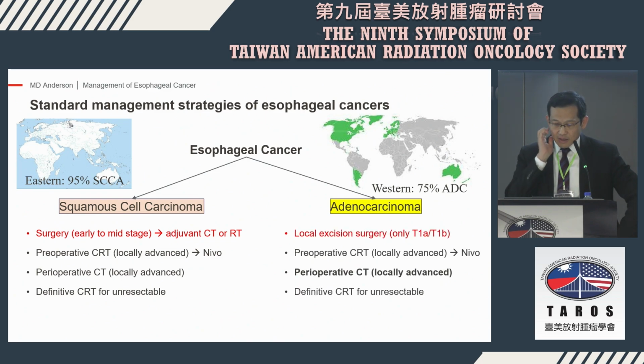For adenocarcinoma, local excision as well for early stage disease. But of course, now there's quite a bit of controversy between what is best, preoperative chemoradiation followed by nivolumab or perioperative chemotherapy, because of the recent studies. And for patients with unresectable disease, definitive chemoradiation is the current standard of care. I'm going to go over all the evidence, and then have a discussion in terms of what would be optimal therapy for these patients.